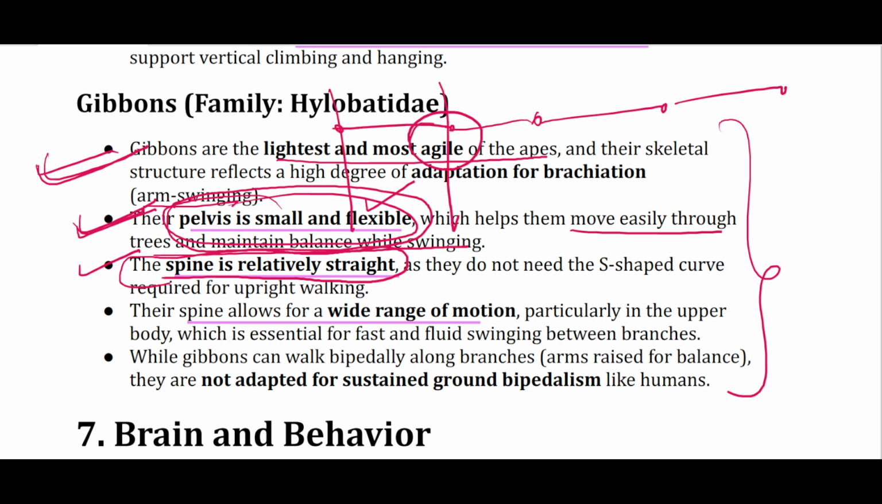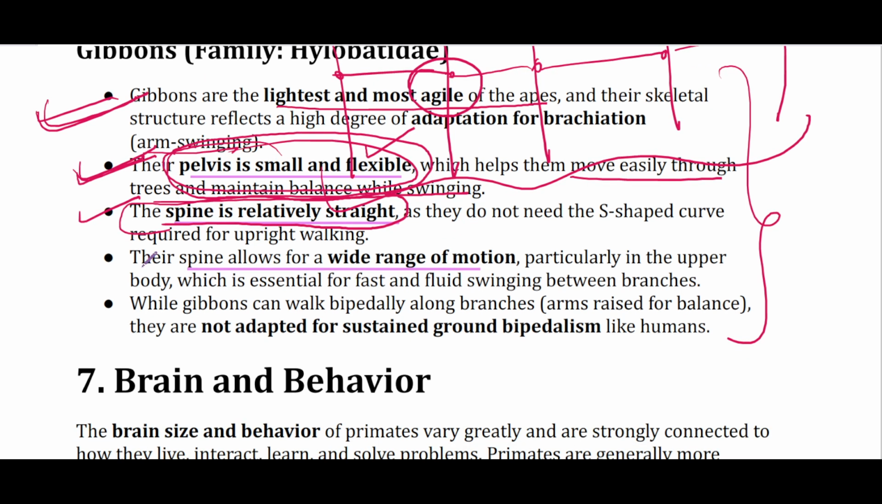So the weight distribution doesn't have to affect their bodies or their spines, because in humans, whatever load or shock is in our body is distributed on our thighs, our pelvis and our spine. But if an external mechanism is there, if you are swinging across, the real force will be on your hands and your lower back. Their spine allows for a wide range of motion, particularly in the upper body.